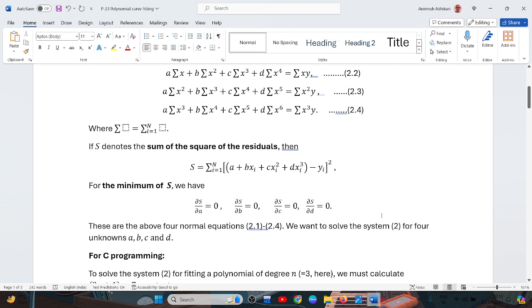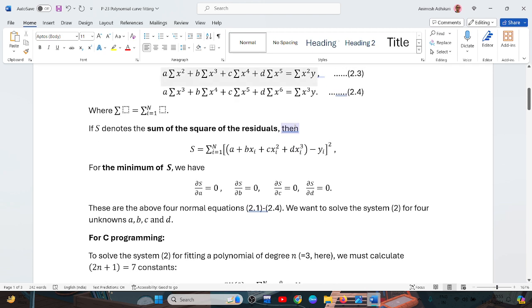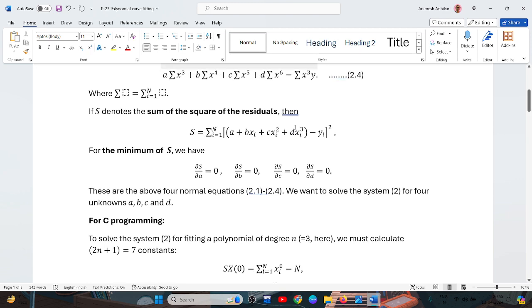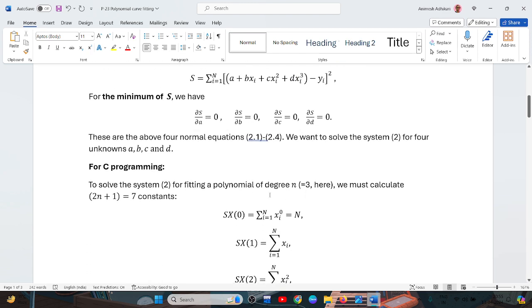We want to solve this system 2 for 4 unknowns a, b, c, d. There are 4 unknowns here. So for C programming, to solve the above system for fitting a polynomial of degree small n equal to 3 here, we must calculate 2n plus 1 constants. So 2n plus 1 equal to 7 constants.